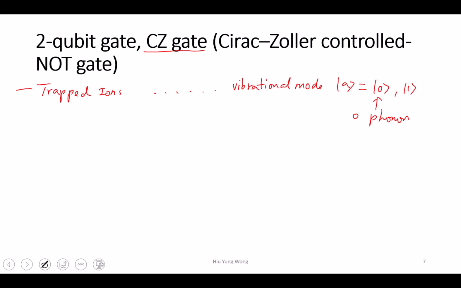Okay, so let's come back to the two qubit gates. Again, I have this trapped ion. This is the array of trapped ions.